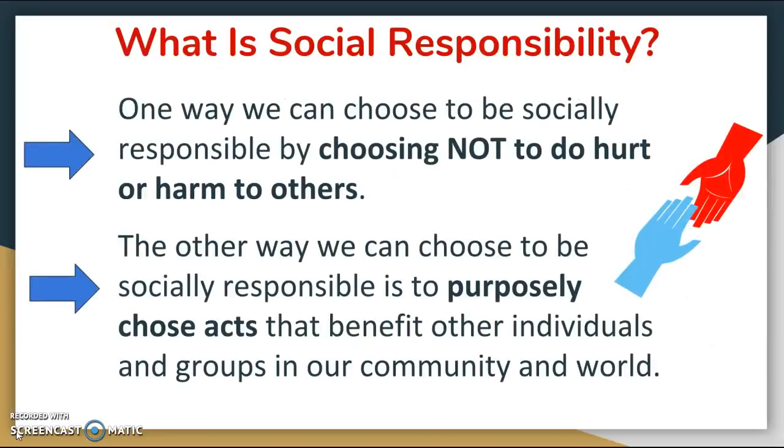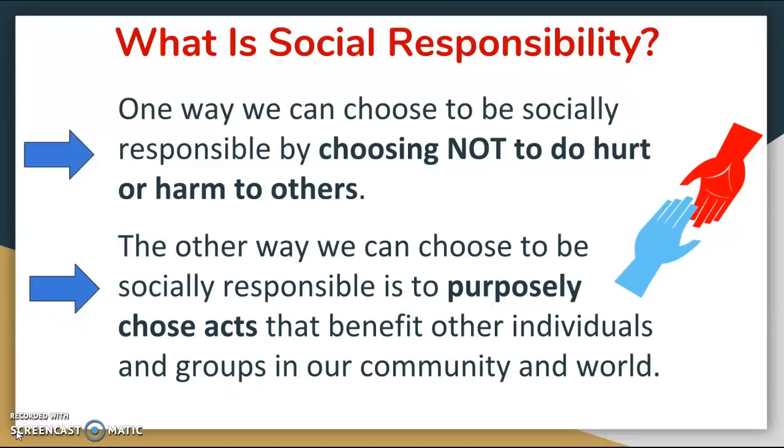Okay, so there's kind of two different levels of social responsibility. One way we can choose to be responsible or take ownership in our interactions with others is by just simply choosing not to do hurt or harm to others. That would be the first level when we think about what the responsible choice is in any given situation.